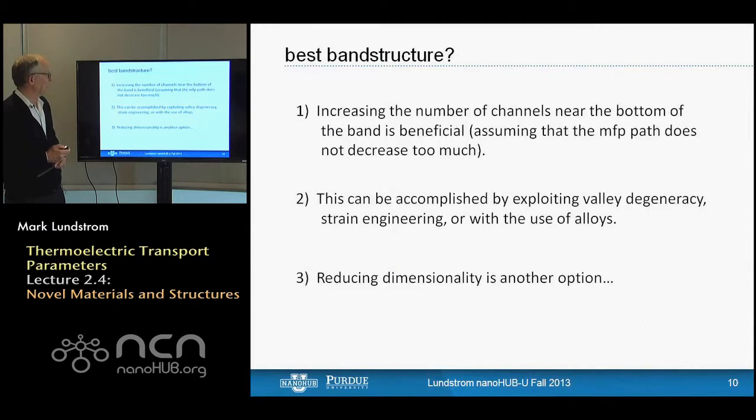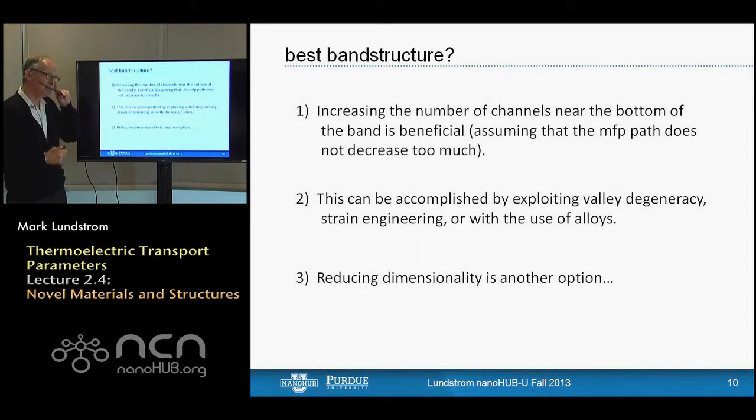So in terms of this best band structure question, this is a question that has proven to be hard to answer, but we're going to need to come to grips with it if we're going to continue to improve thermoelectric device performance. The basic general goals are clear. We want to increase the number of channels near the bottom of the band because that increases the electrical conductivity, but at the same time, we have to make sure that those increased number of channels don't give the electrons more places to scatter to and reduce the mean free path so much that we don't get an advantage. That's a fundamental trade-off.